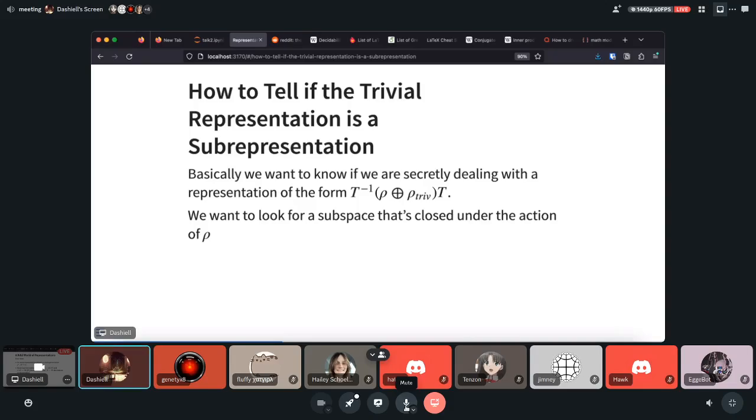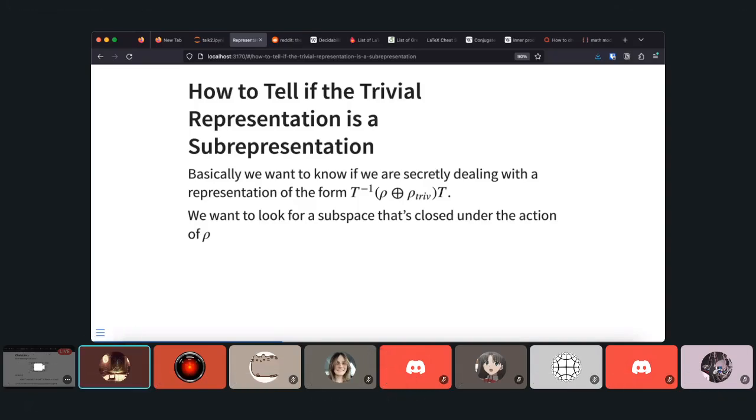Obviously, if it were just the direct sum and you didn't change the basis at all, you could just look at it and see that the one value on the diagonal is always one for every single group element, and then that would be obvious. But you might have this representation as the tensor product of a bunch of other representations, and it is going to be in a weird basis. So we want to check if the trivial representation is a sub-representation.